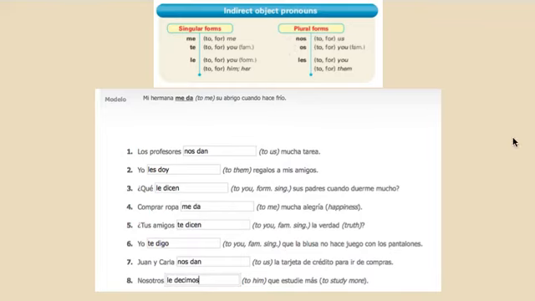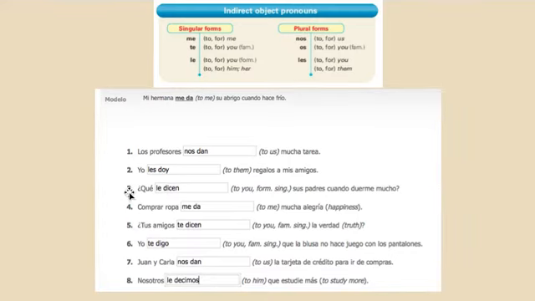Yo les doy regalos a mis amigos. To whom do I give gifts? A mis amigos corresponds to les, and I give is doy. Yo les doy regalos a mis amigos. ¿Qué le dicen, to you formal singular here? ¿Qué le dicen sus padres cuando duerme mucho? What do your parents tell you? What do they tell you when you sleep a lot?